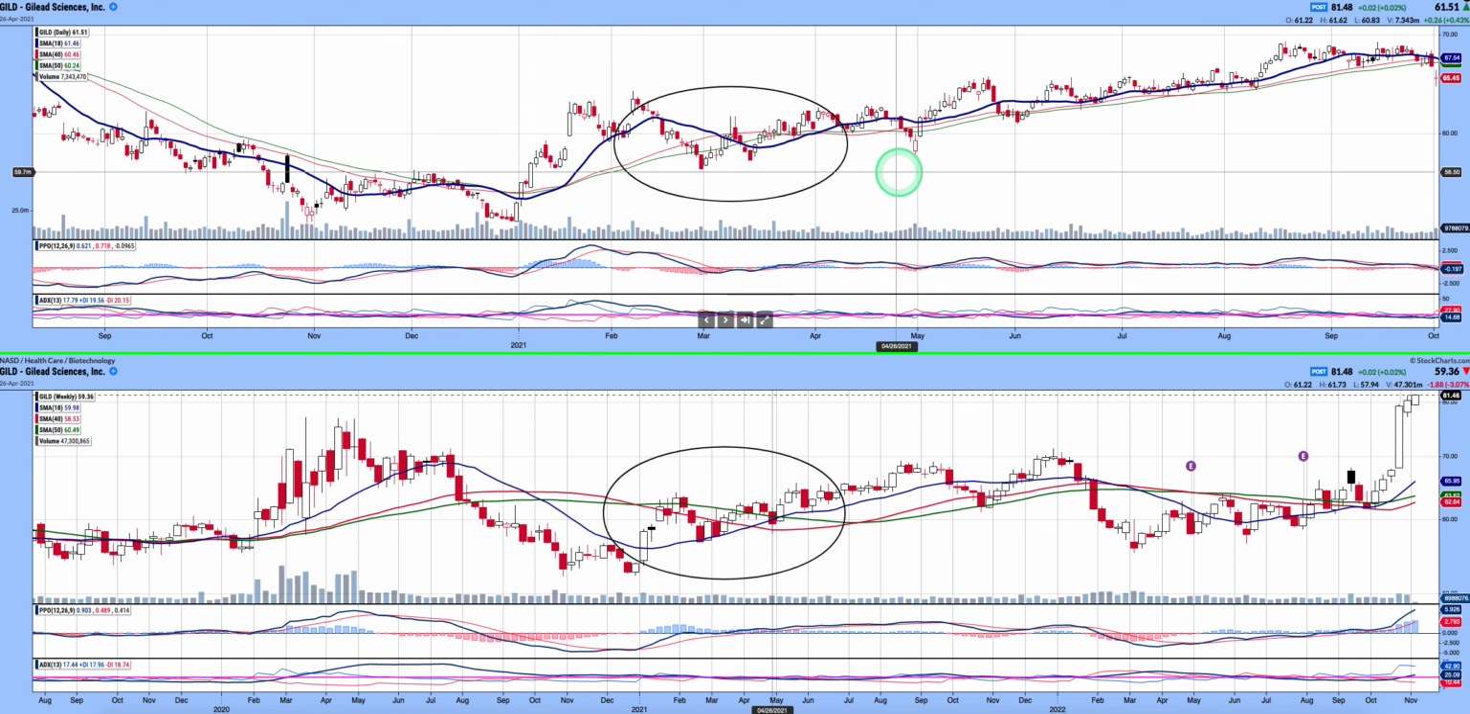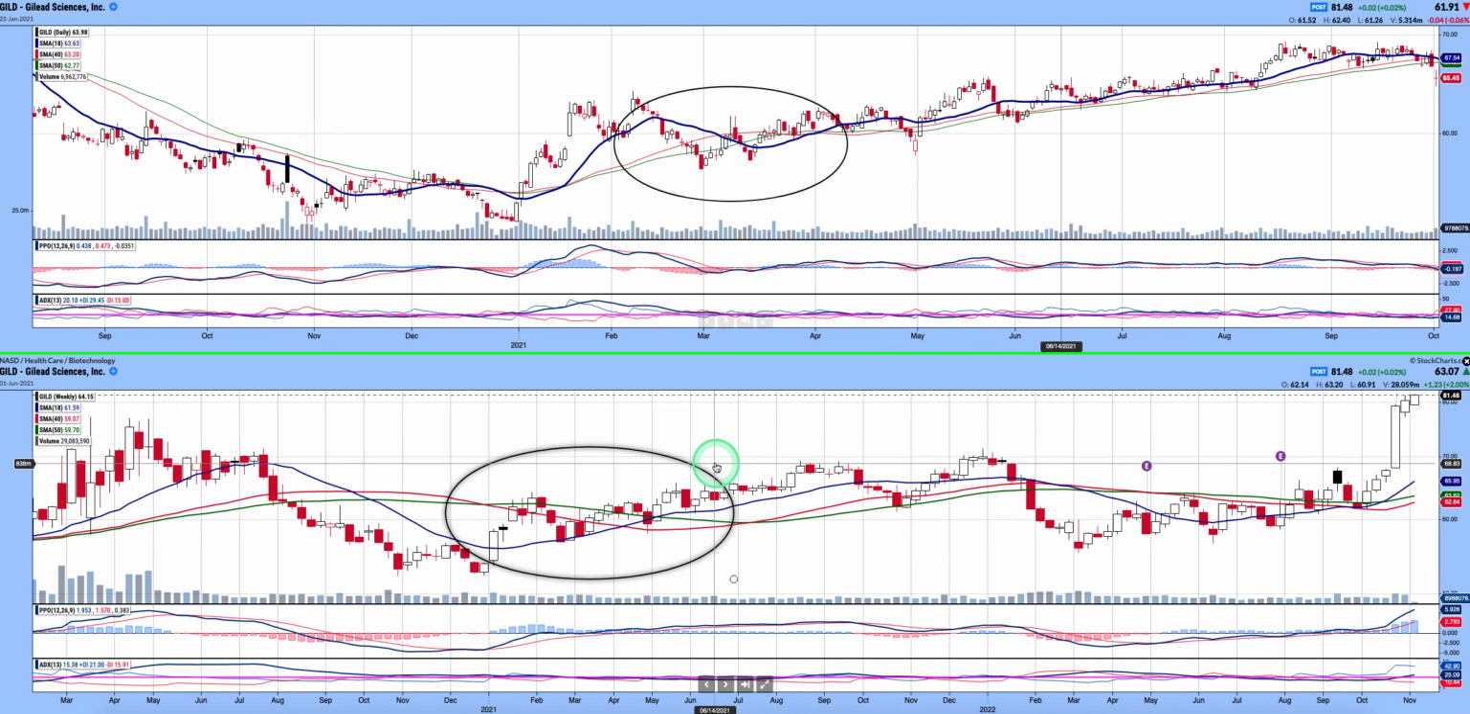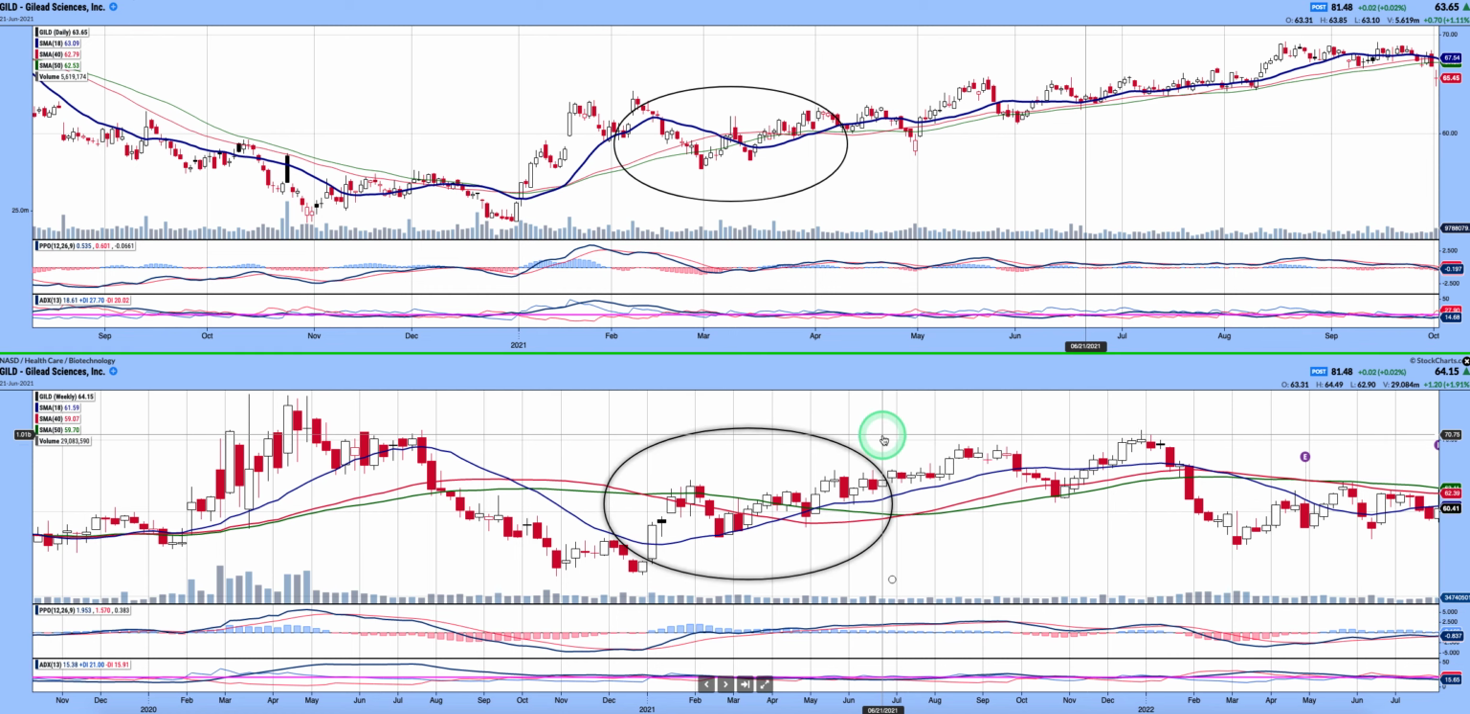So again, up on the screen here, we have a daily chart of Gilead Sciences, that's stock ticker GILD, and on the bottom we have the weekly chart for GILD. I've put on the screen here an ellipse, a circle, for you to take a look at. What I want you to focus on is really the blue line. That's the 18-day or 18-period moving average. On the bottom of the screen is the 18-week moving average. On the top, it is the 18-day moving average.